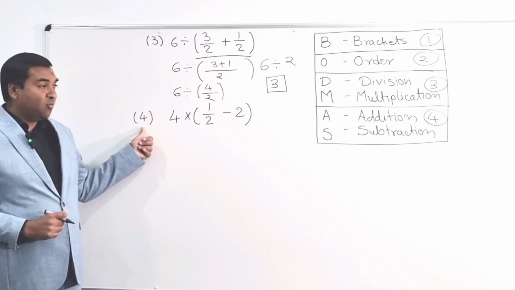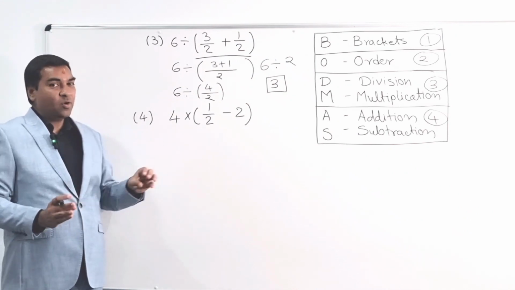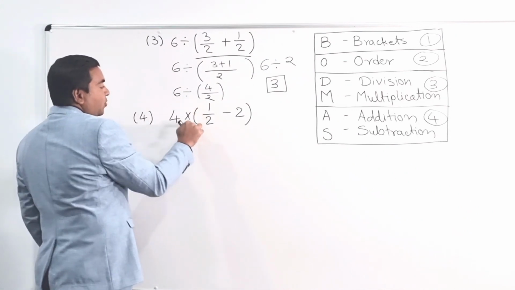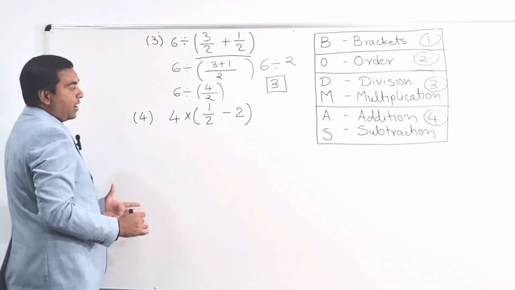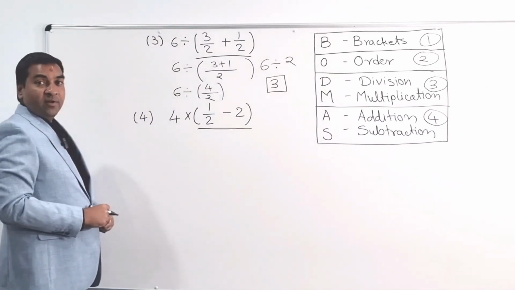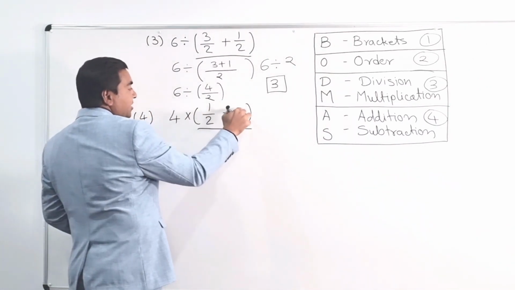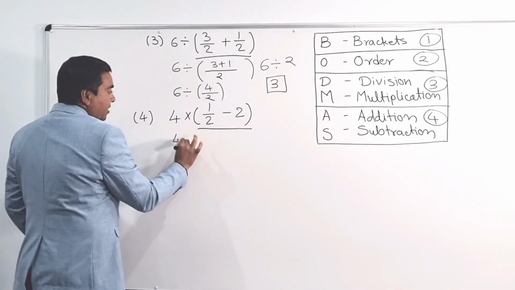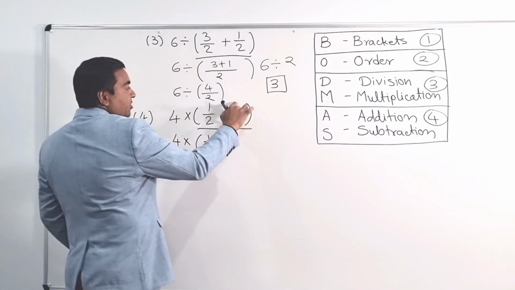And this is question number 4. This is a little more challenging, guys, than it looks. So you've got to be a little bit careful here. 4 times, into bracket, 1 upon 2 minus 2, bracket complete. Now a bracket is involved, so that is going to be my first priority. In doing 1/2 minus 2, the very first thing I'll do is rewrite 1 upon 2 minus, this is just the 2.